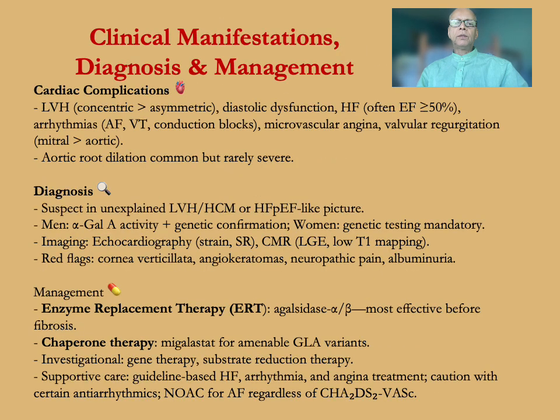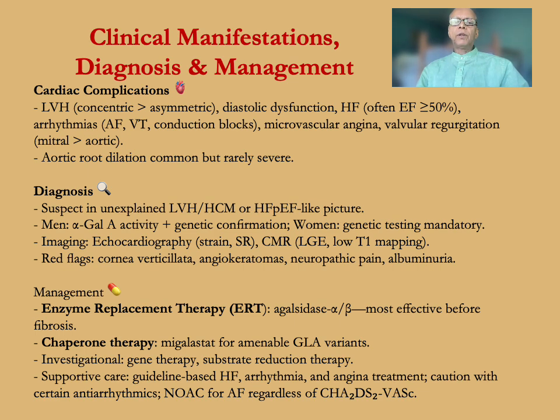Cardiac complications: LVH, concentric more than asymmetric, diastolic dysfunction, often EF is greater than 50%, so it's HFpEF. Cardiac arrhythmias: atrial fibrillation, ventricular tachycardia, conduction blocks, microvascular angina, valvular regurgitation, mitral greater than aortic. Aortic root dilatation is common but rarely severe.